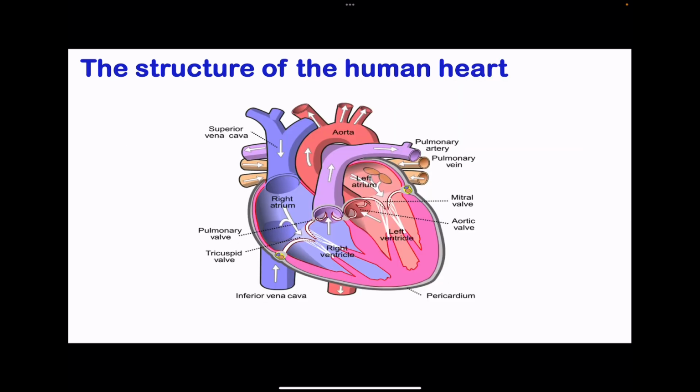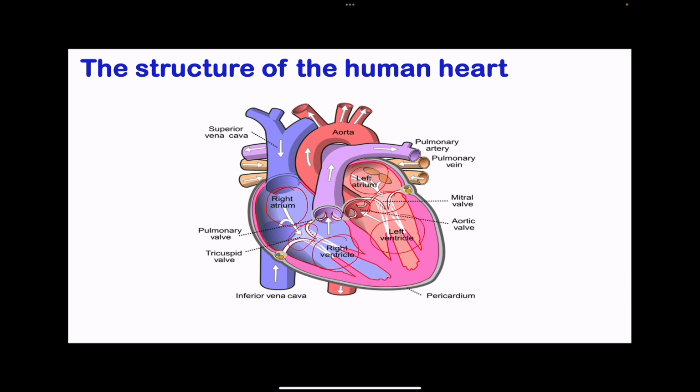You need to remember that the heart has 4 chambers. We have the right atrium, we have the right ventricle, the left atrium, as well as the left ventricle. We have valves. For example, here we have the tricuspid valve, and this side we have the bicuspid valve. Those are the atrioventricular valves, connecting the atria to the ventricles.